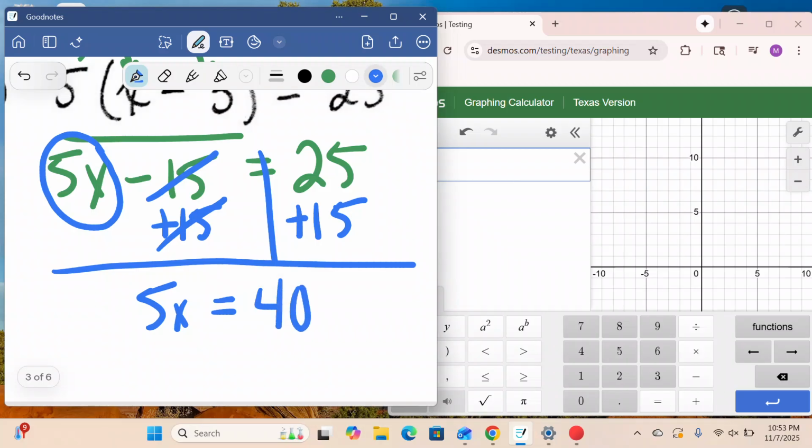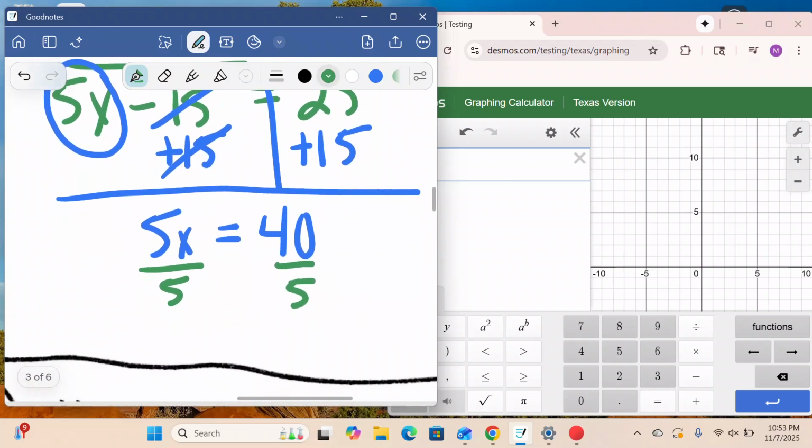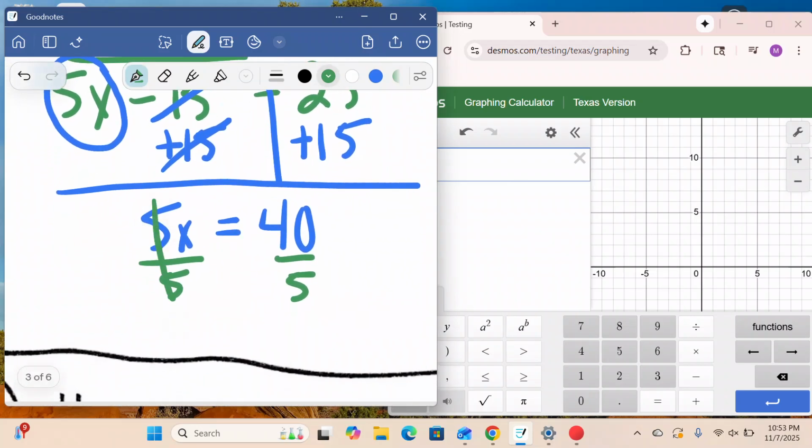And now I want to get rid of the 5. So I'm going to do the opposite of multiplication, which is division. I'm going to divide both sides by the number next to a letter, which is 5. And I'm going to divide that side by 5. So 5 divided by 5 is 1, which gives you a 1x, equals 40 divided by 5, which is an 8.